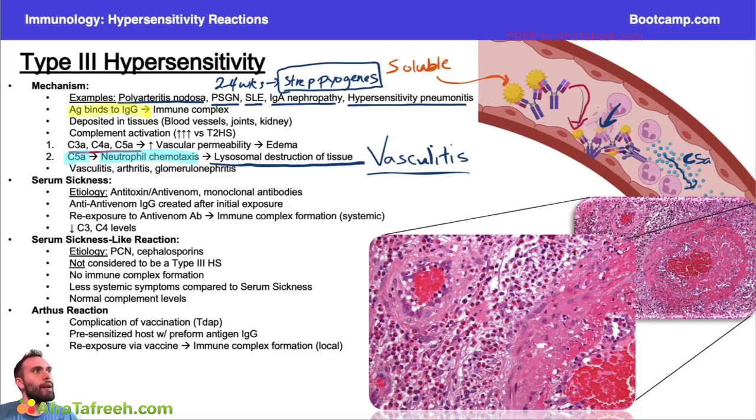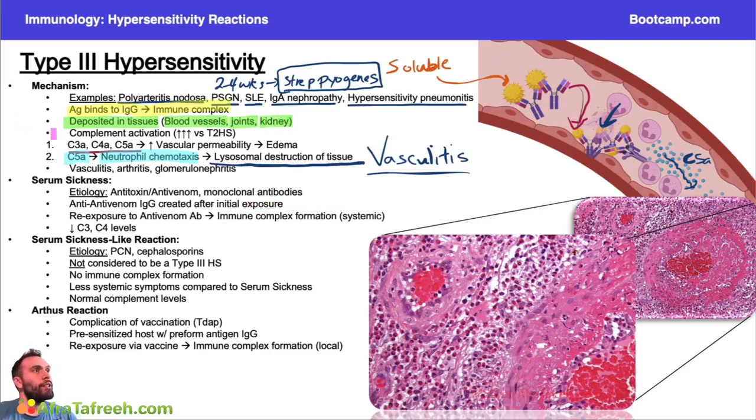Again, antigens are binding to immunoglobulins, soluble antigens, floating around in the blood, not on any tissue at this point. Then they're forming these immune complexes like we see here. Those immune complexes are then getting deposited into tissues. If it deposits in a blood vessel, I get a vasculitis. If it deposits in a joint, I get an arthritis, right? If it deposits in a kidney, I get a nephritis.